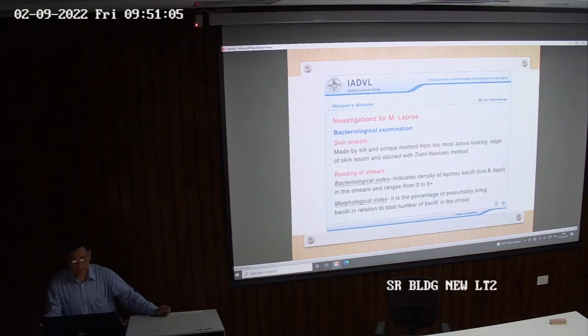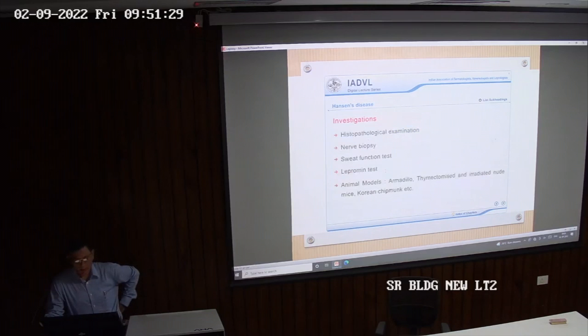Then we'll go for bacteriological examination. This is what we do, slit smear. We'll just slit the skin, we'll prepare a slide and we'll stain it for acid-fast bacilli. So make a slit, scrape the base and you'll stain it with Ziehl-Neelsen stain to find the AFB bacilli. Reading of smear under bacteriological index, morphological index, will not go into it. Then histopathological examination can find bacilli if you stain with AFB stain. Nerve biopsy, sweat function test, lepromin test, and animal models.